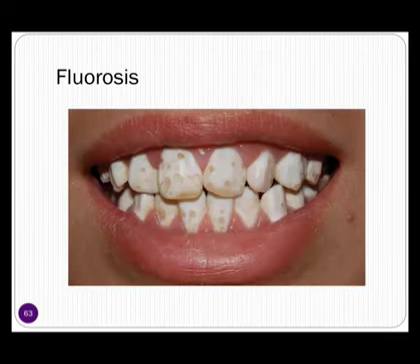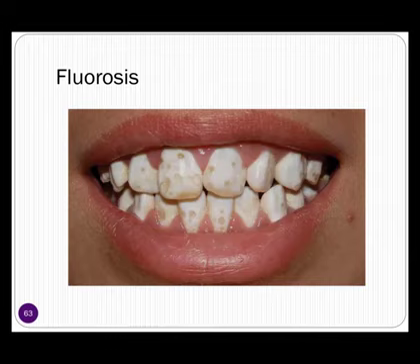Fluorosis is something that we see very frequently in this region. Fluorosis is caused when people ingest too much fluoride. Now, fluorine is a naturally occurring element, and when mixed with another element like calcium or sodium, it becomes a compound fluoride. So like in our toothpaste, we might have calcium fluoride or sodium fluoride.